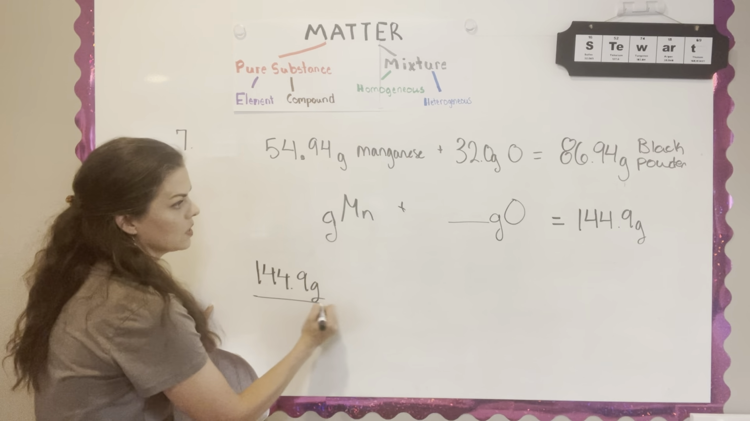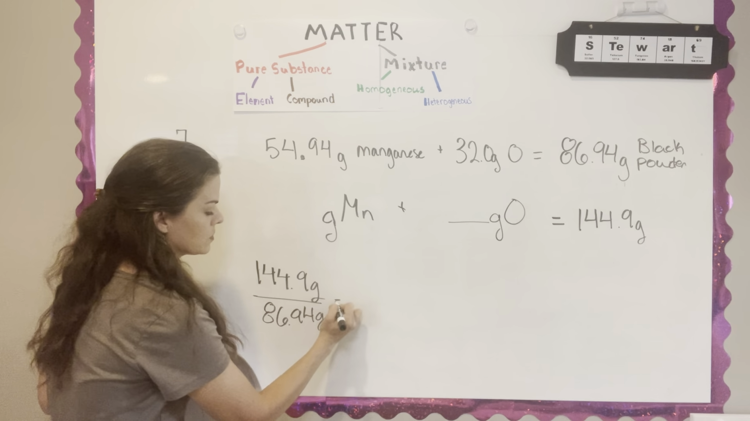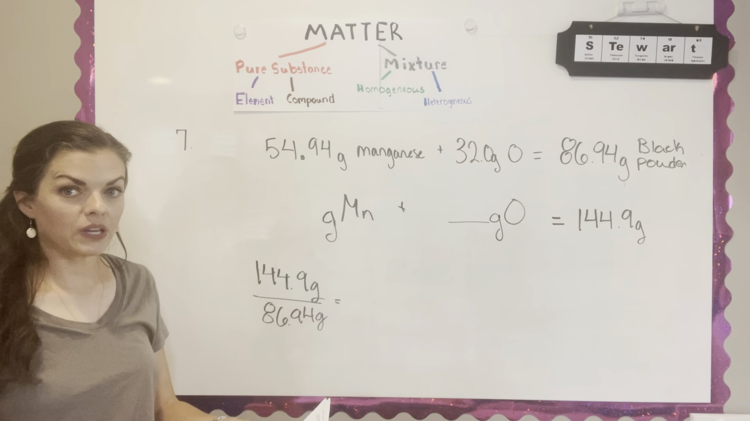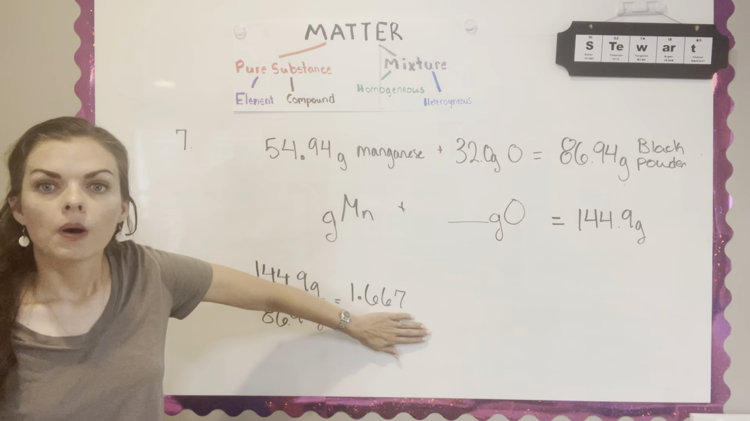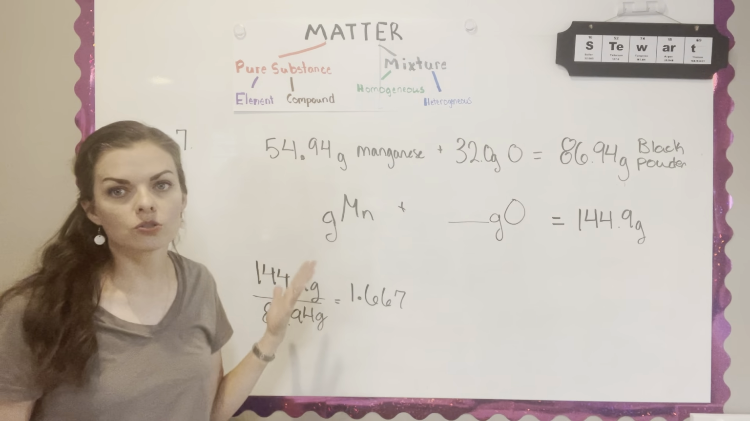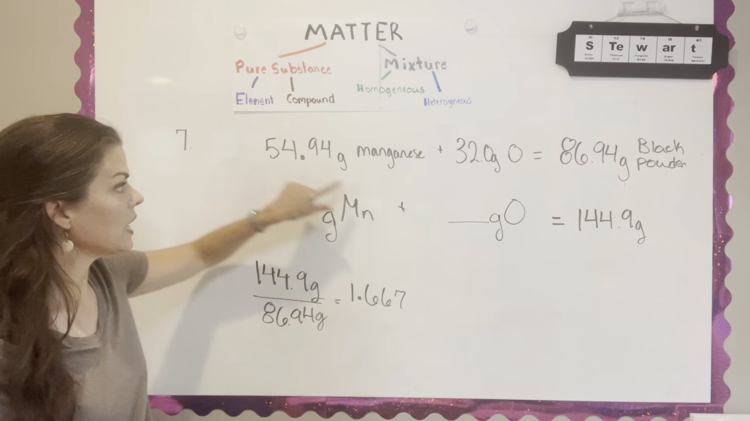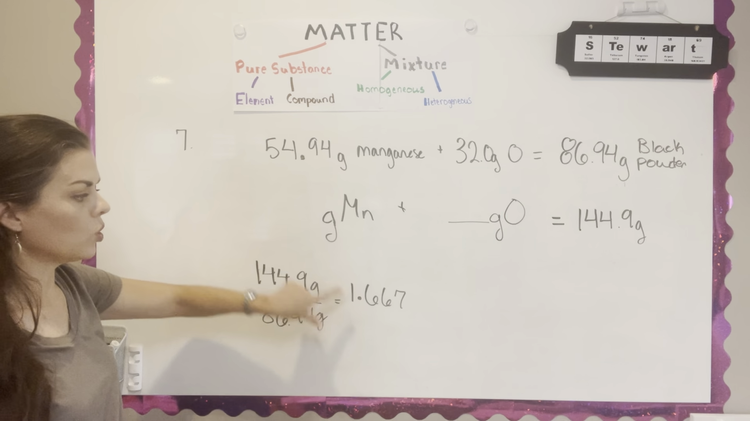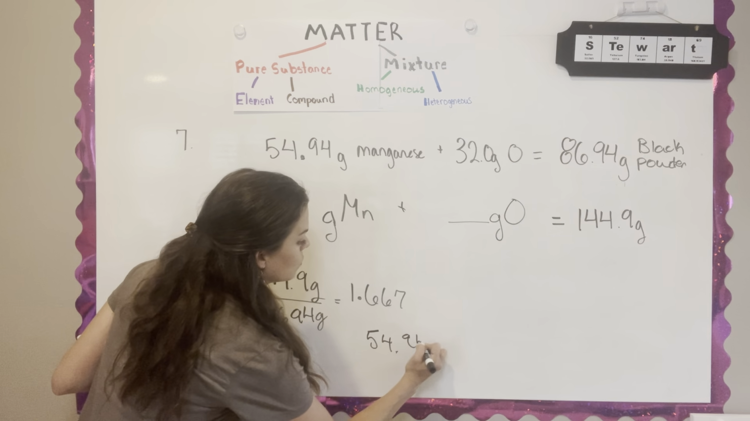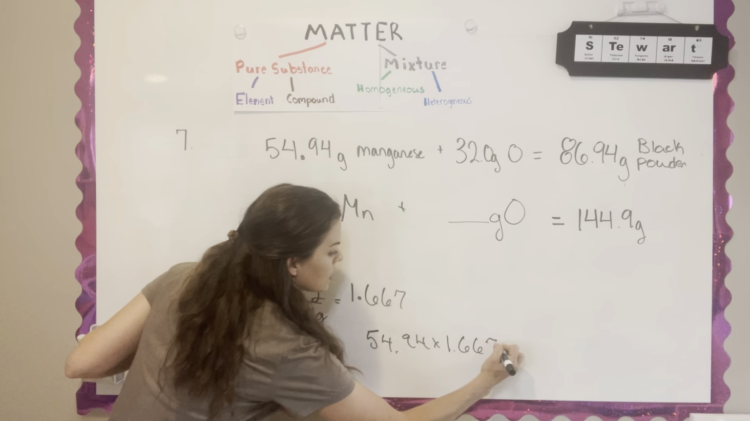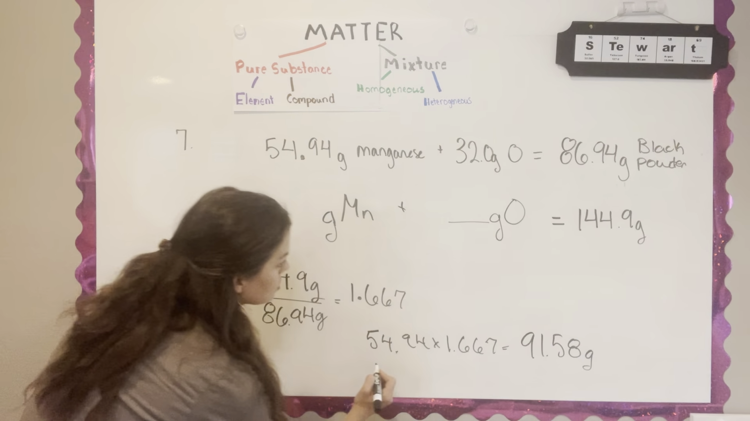So I'm going to say 144.9 grams, and I'm going to divide this by 86.94 grams. And this will get me this multiplication factor. And I get 1.667. I'm going to have 4 significant figures because all of my measurements there have 4 significant figures. So now you are going to take 54.94 and multiply it by your multiplication factor. So 54.94 times 1.667 is going to give you your grams of manganese. You're going to do the same thing for oxygen, 30.